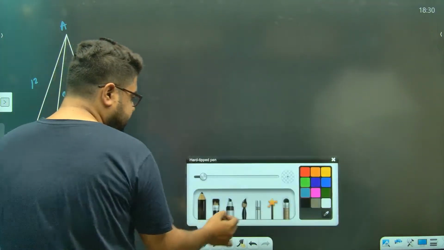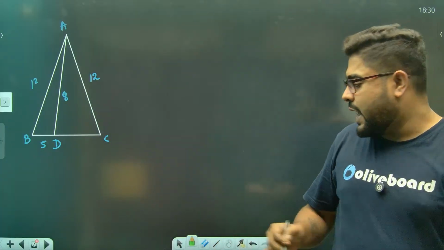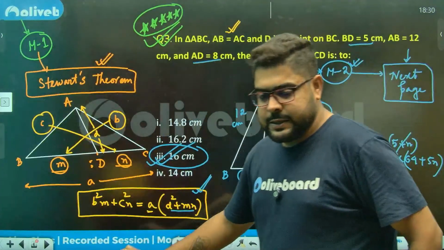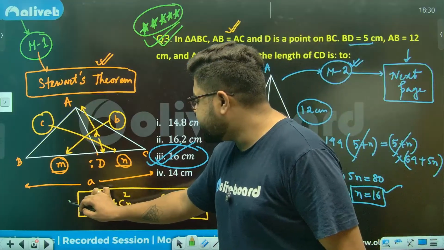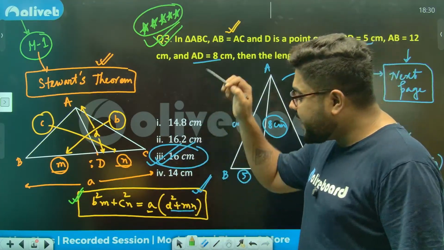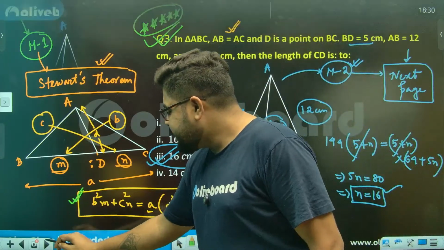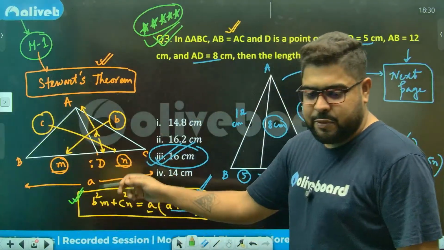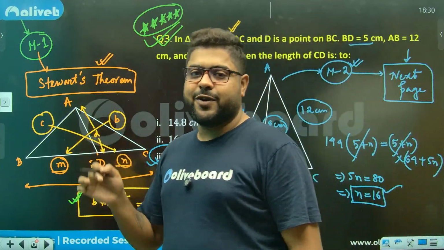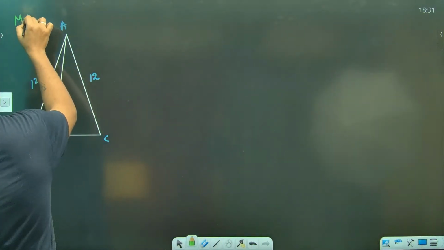Sir, always remember in these situations, how does Stewart's theorem actually come? I've shown you in my batches, I generally show the proof of this theorem. How does this come? Why? Because that process is very important for many, many questions. The best way to prove this is through the cosine formula. You know the cosine rule? So that is our method number 2.